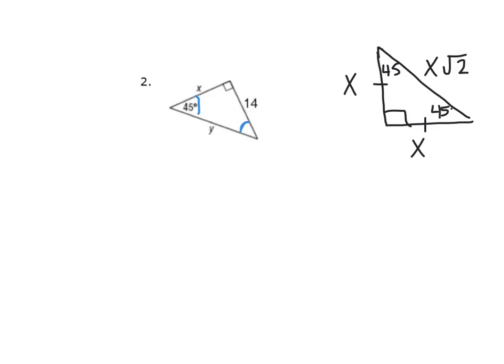For this problem, if the side across from 45 has a value of 14, that means this x will also have a value of 14. And then my hypotenuse, which is represented by the variable y, is going to be my leg value, which is represented by the variable x in the formula, times the square root of 2, which means y is equal to 14 square root of 2.